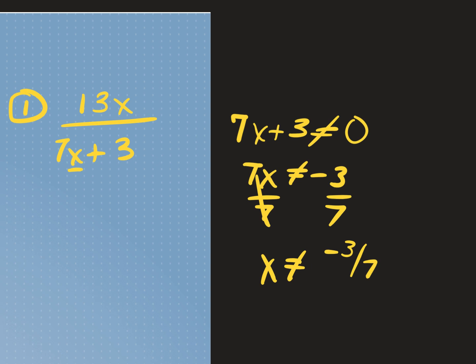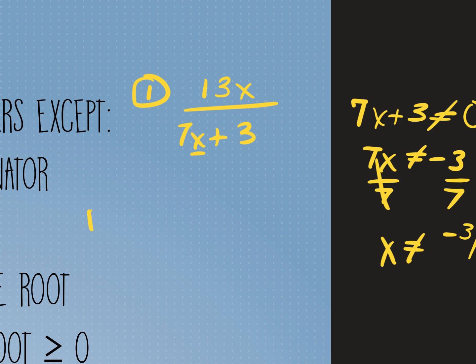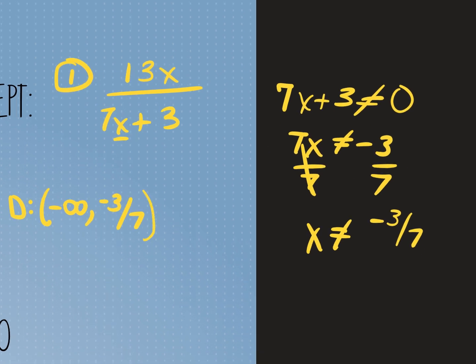How would I write that in interval notation? What would your domain be? Negative infinity to negative 3/7, then negative 3/7 to infinity. Why did we use a parenthesis? I agree. Because it's not included. So you can use any number in the entire world except for negative 3/7. And the reason why is when you use negative 3/7, your denominator becomes 0, which then makes your fraction undefined.